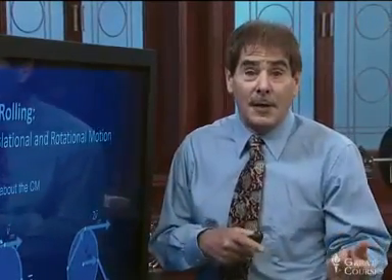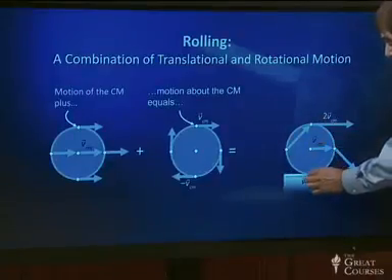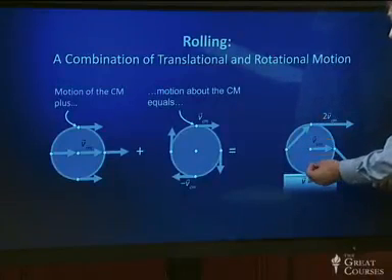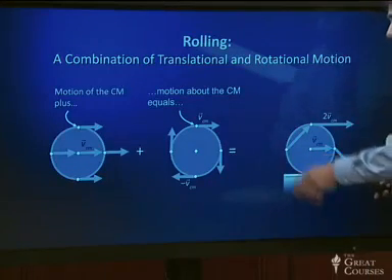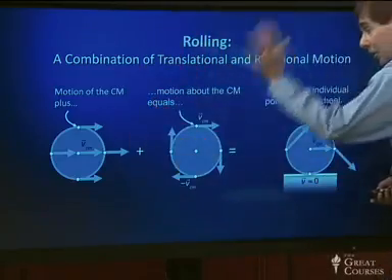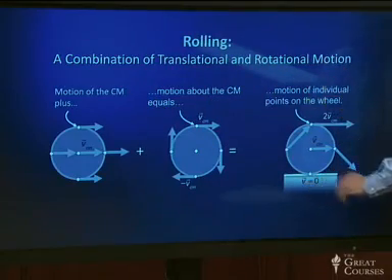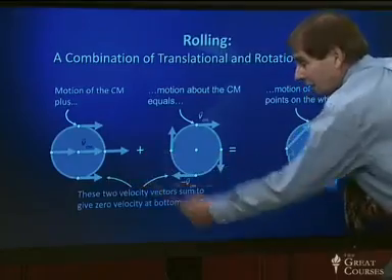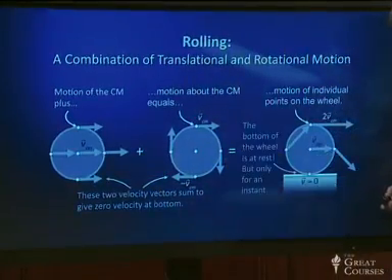And that was why anti-lock brakes work so well, because in that case, the friction is the friction associated with objects that are momentarily, at least, at rest with respect to each other, so it's static friction. So rolling motion is a sum of the motion of the center of mass plus the motion about the center of mass, and that gives us the motion of the individual points on the wheel. And there we have it. If we look at these two velocity vectors from the translational motion and the rotational motion, they add up to give us 0, the bottom of the wheel being at rest, but only for an instant.